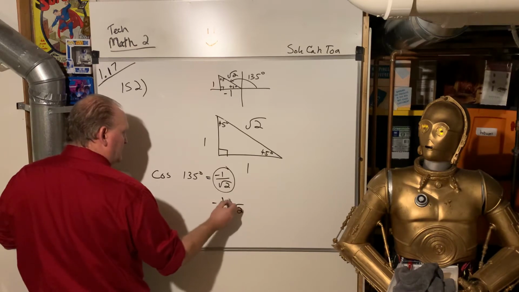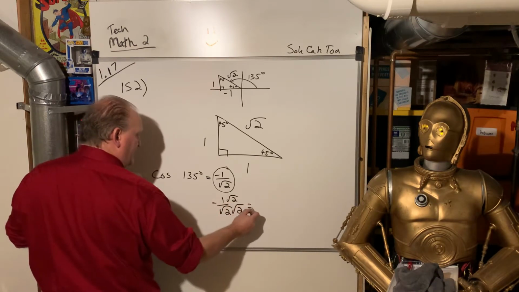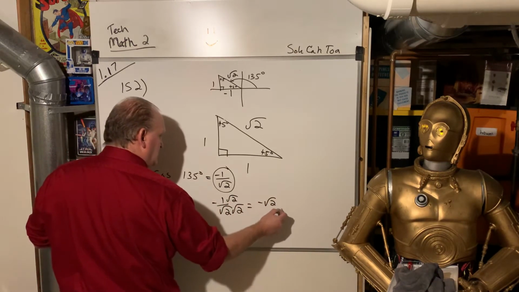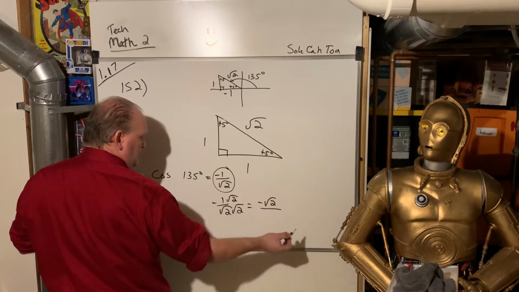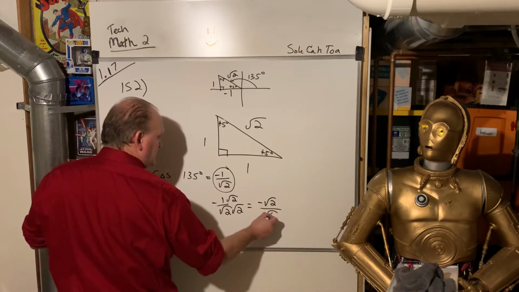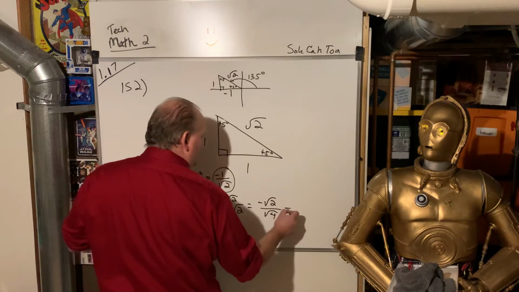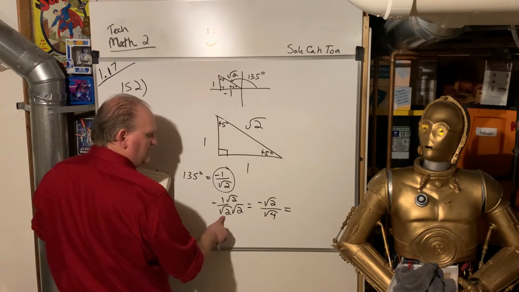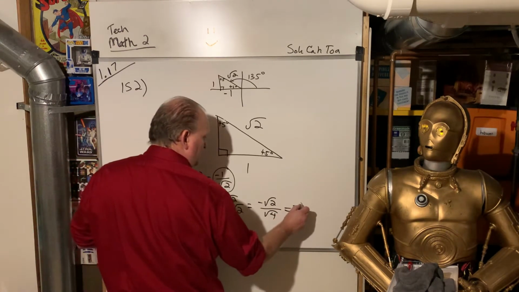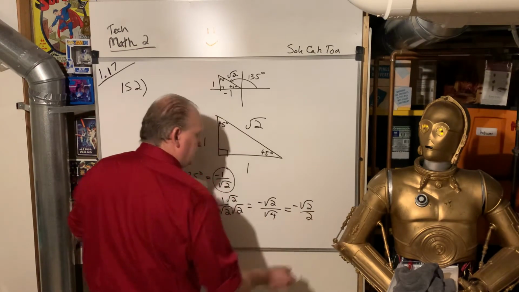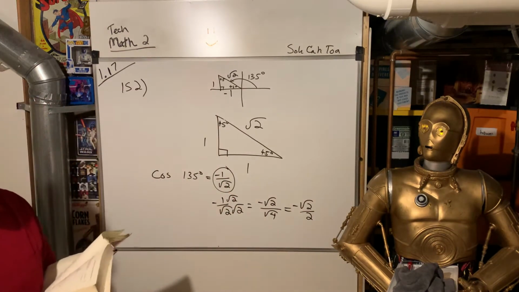That means you multiply it by itself on the bottom. You get negative square root of 2 on the top, -1 times square root of 2, negative square root of 2. On the bottom, you get the square root of 4. It's called rationalizing the denominator because basically you got rid of the square root. So it's negative square root of 2 over 2.